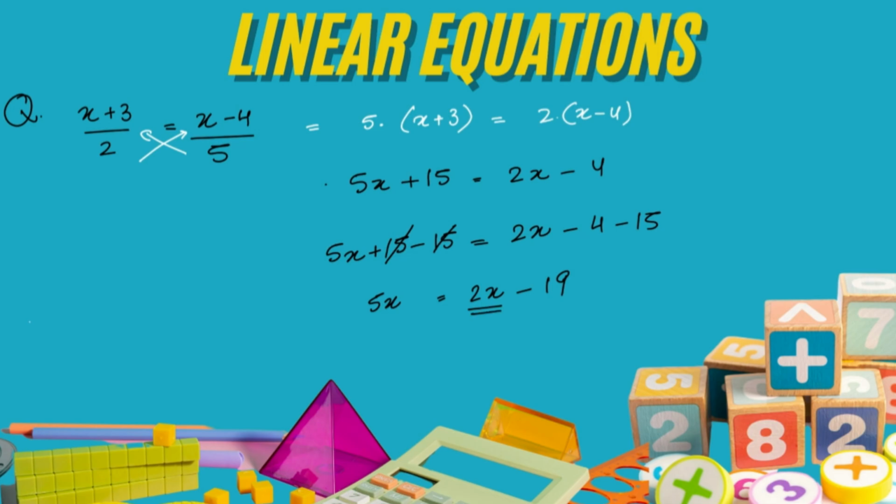Now we are going to transpose this 2x to the LHS side. So remember, when we transfer any positive number from RHS to LHS, it will become negative when transferred to the LHS side.